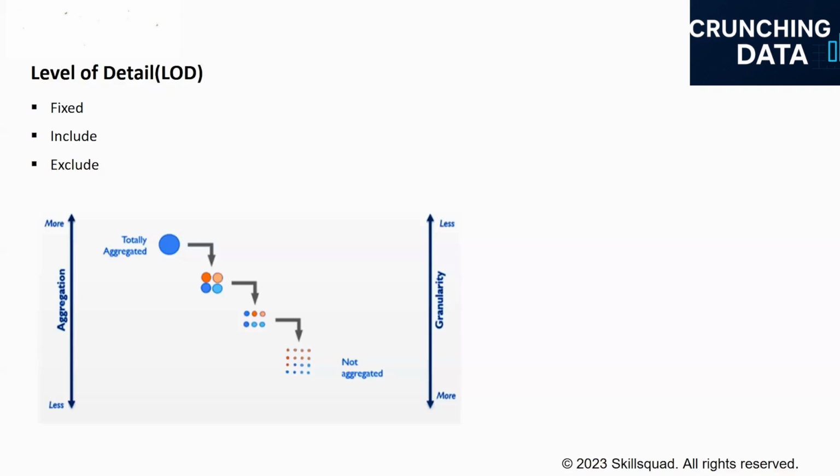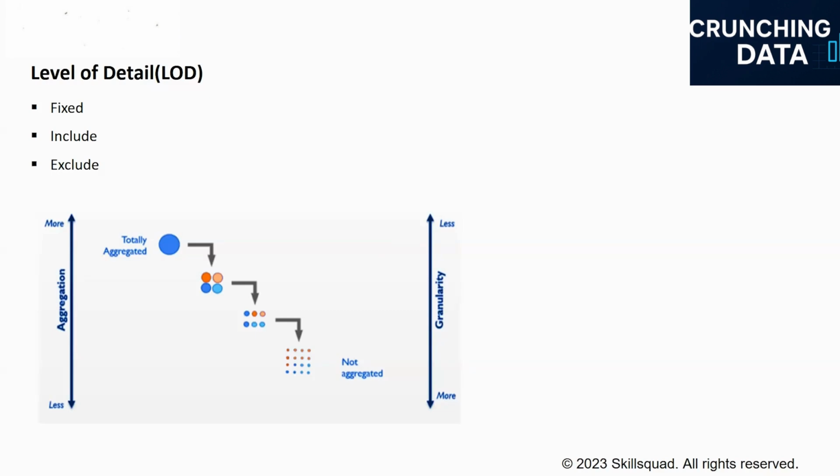Hello everyone. In this session, we'll be talking about the level of detail in Tableau, which is also known by the name LOD. In Tableau, the concept of level of detail is a powerful technique that allows you to control the granularity of your data for more flexible and precise analysis. With LOD expressions, you can perform calculations at different levels of detail within the same visualization.